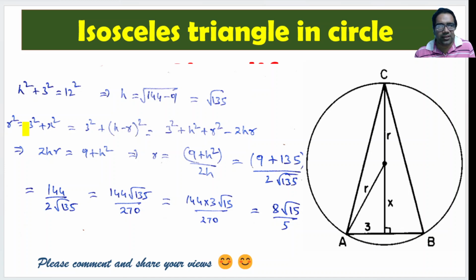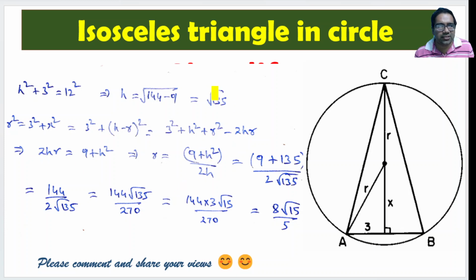Let us do this. R square equals 3 square plus x square, that is 3 square plus h minus r whole square, equals 3 square plus h square plus r square minus 2hr, a minus b whole square. Now this r square and this r square will cancel. This 2hr will go to the left side, and 2hr becomes 9 plus h square. That means r becomes 9 plus h square by 2h.